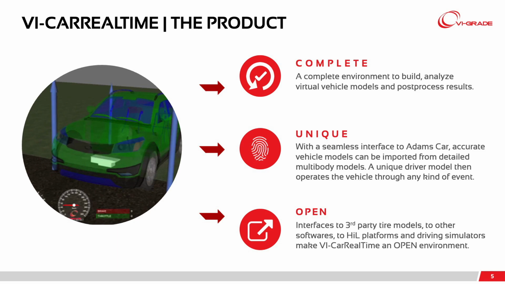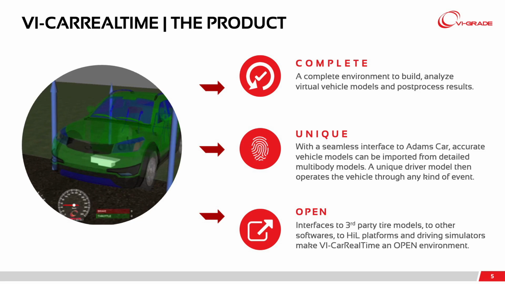We also have tools specifically designed for pulling in test-based data for things like K&C curves into the model. And it also has a unique robotic driver model that operates the vehicle through any kind of event, which actually has been a pretty successful product, even on its own, independent of CarRealTime. And then finally, an important thing for VI-grade is that the platform is very open. It's got strong integration.